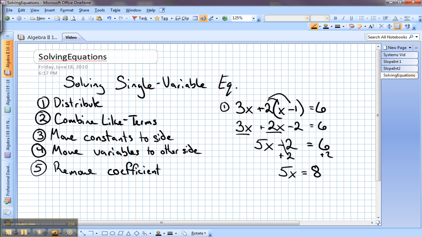Step 4 says to move your variables to the other side. All my variables are already on the left, so I don't have to worry about step 4. And the final thing is to remove the coefficient. To get rid of the coefficient, we are going to use division, and that will leave us with x equals 8/5, or as a mixed number, 1 3/5.